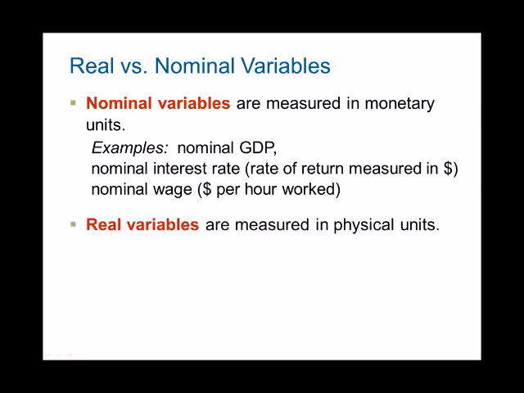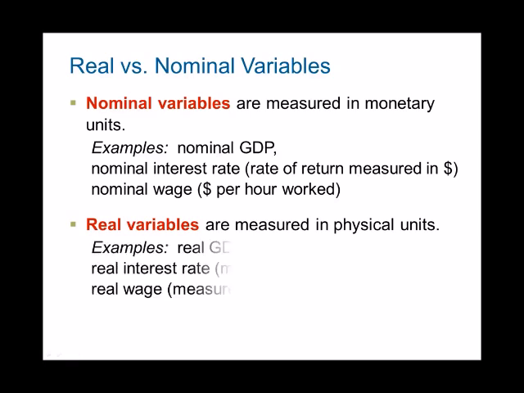Real variables, on the other hand, are measured in physical units. Real GDP was one. We kept prices constant, and then we measured how much more a country produces. We talked about real interest rates, where we said that the nominal interest rate minus the rate of inflation gives us the real interest rate. And real wage is measured in output. Basically, if I work an extra hour, how much more can I purchase?